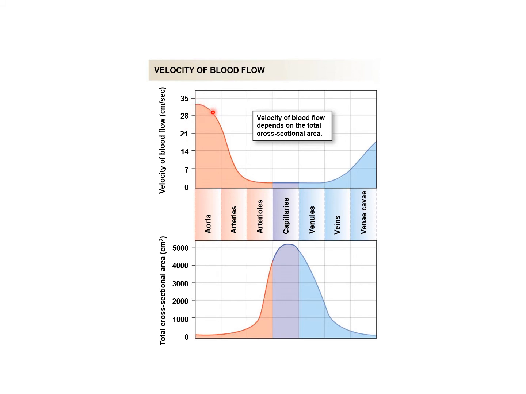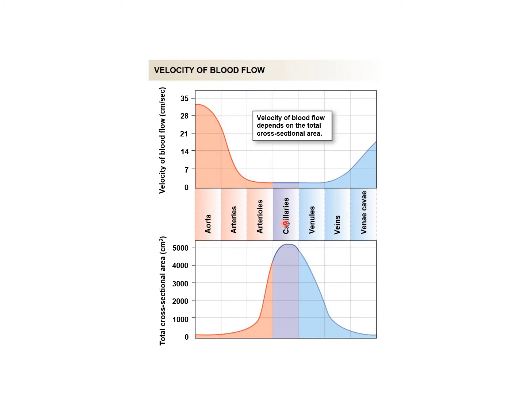As we bifurcate, the total cross-sectional area begins to rise, and as we bifurcate more, the number rises more and more. So we're seeing a larger sum cross-sectional area when we get to arterioles, meta-arterioles, and especially capillaries. By the time we get to capillaries, we're at 5 square meters, which is a huge surface area, roughly the size of a tennis court on one side. And consequently, velocity is very, very slow.